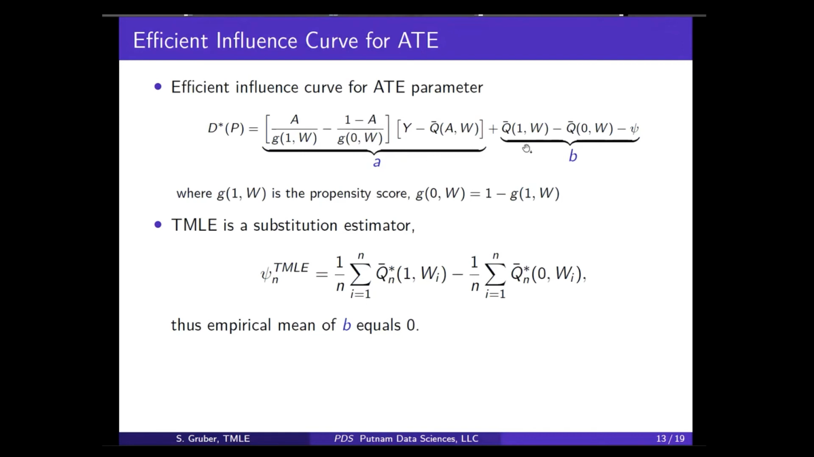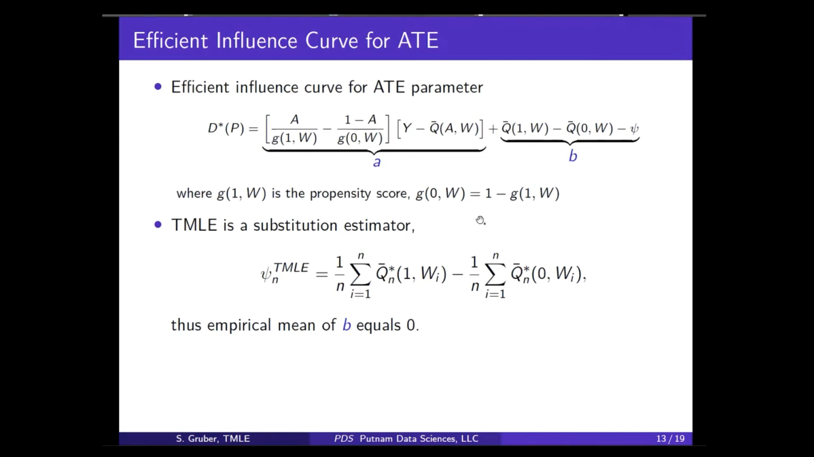On the right-hand side, that's actually much easier. This is the Y hat when you're treated. This is the Y hat when you're comparator. And this is the parameter that you're estimating. I'm calling this the B section of this equation. So this entire thing is the efficient influence curve for the ATE parameter.